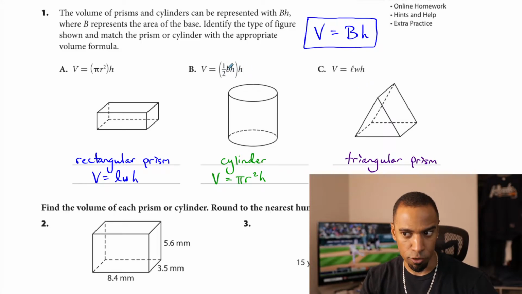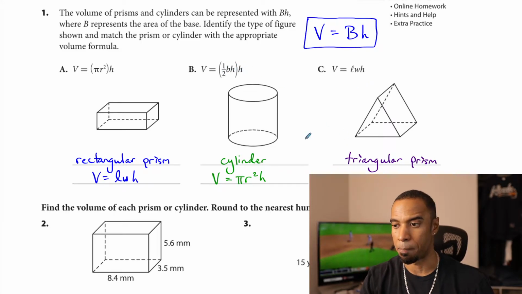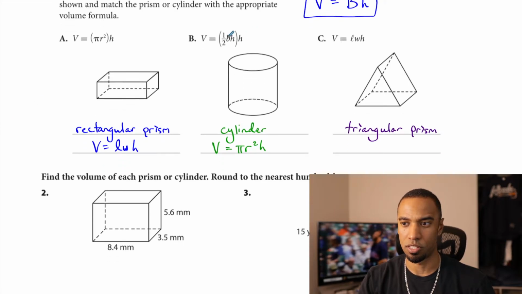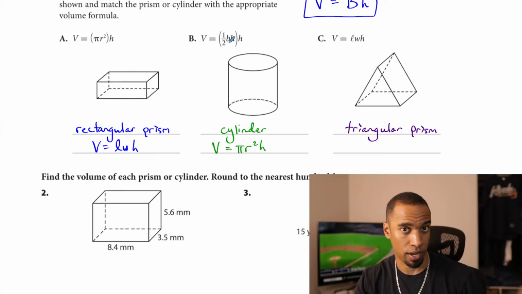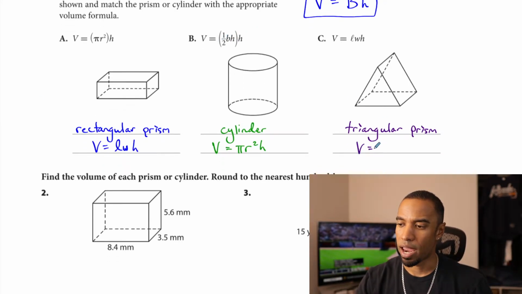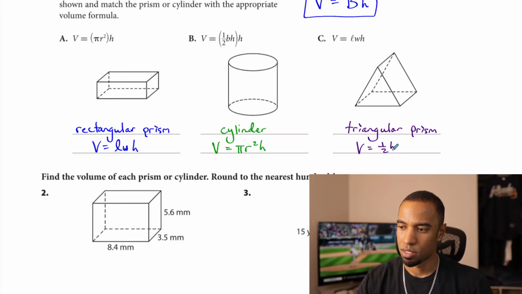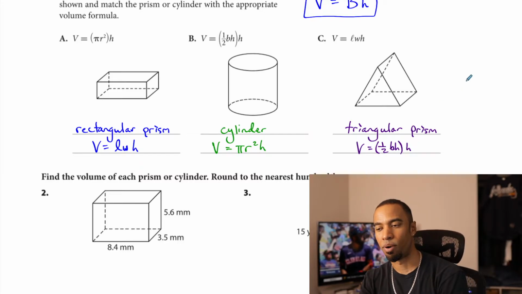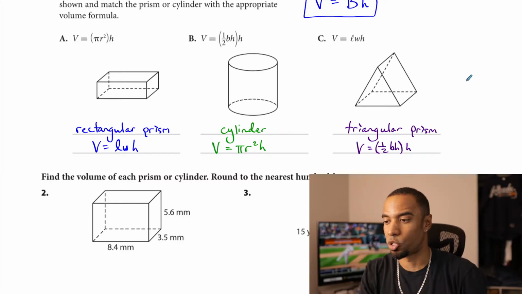Well, here, I'm going to write out the formula, and then I'll talk about why these two h's are not the same. So the process of elimination shows that it's this one, 1/2 base times height, which, by the way, is the area of a triangle. So area of base times then height. And voila, we have the volume of a triangular prism.